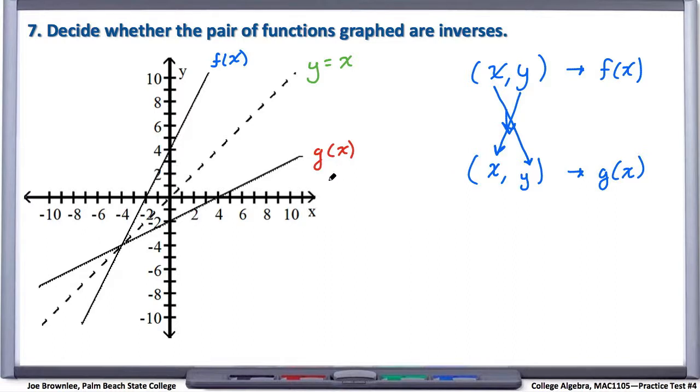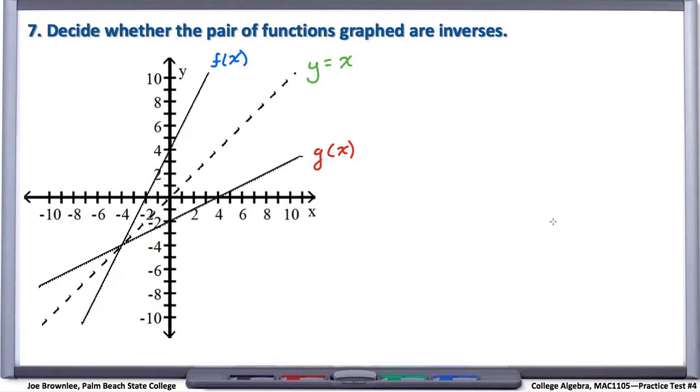If, however, we find even just a single point on f where the inverse, the flipped point, is not on g of x, then they're not inverses. So let's look at that a little more closely using real numbers. We can see that the point right here, the y-intercept on the f function, is (0, 4). So we want to determine if the point (4, 0) is on the g of x function. Yeah, sure is, right here. There is (4, 0). So we see that the x and y flipped.